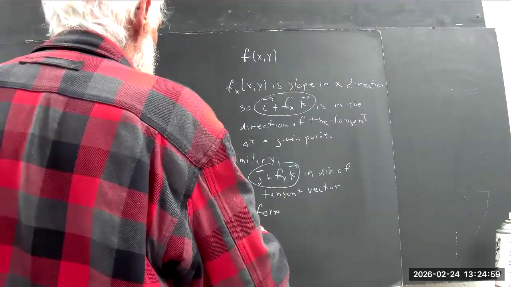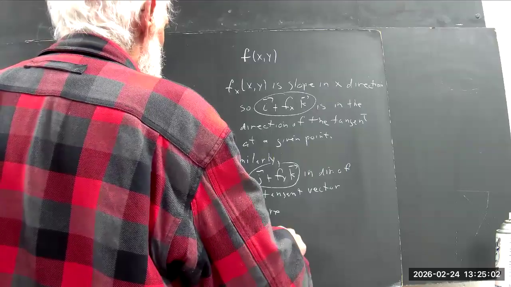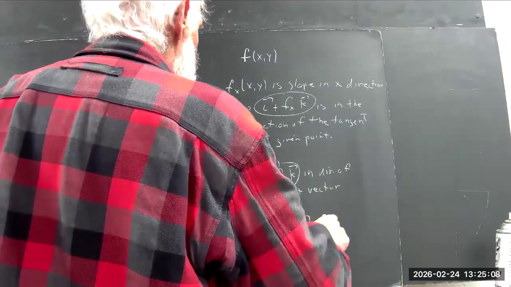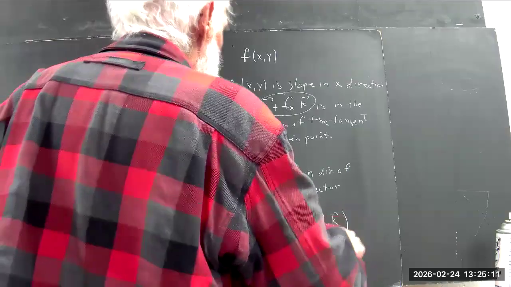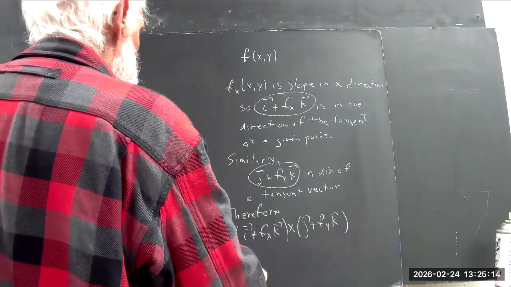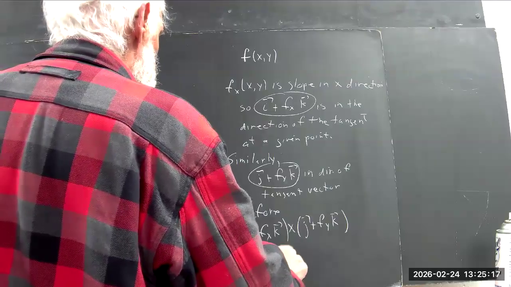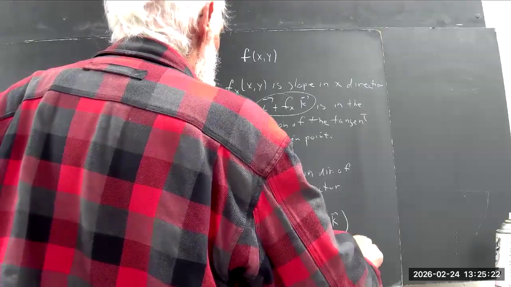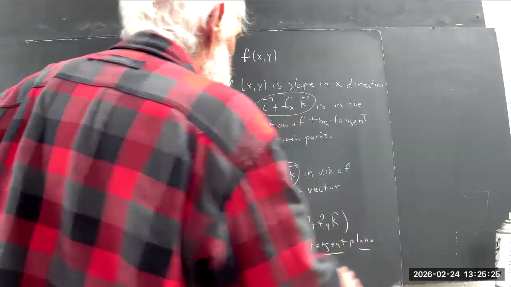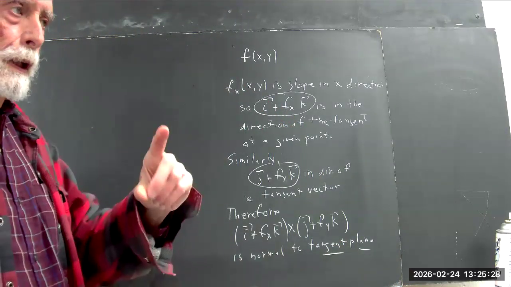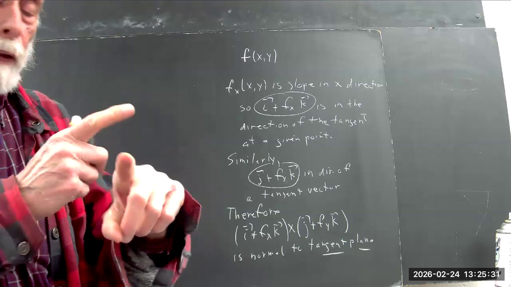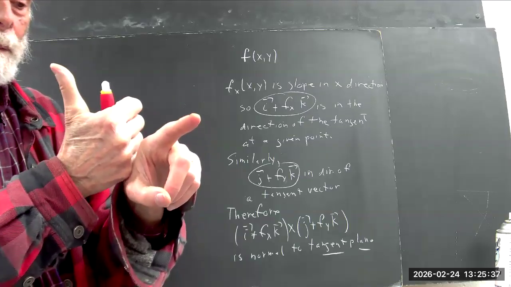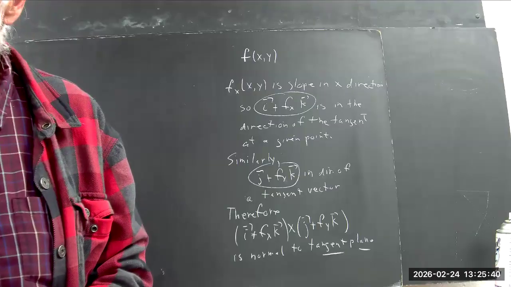Therefore, i plus fx k crossed with j plus fy k is normal to the tangent plane, because you've got a vector that's tangent in the x direction, and you've got a vector tangent in the y direction. The cross product of those two vectors is going to be normal to the tangent plane. Okay.